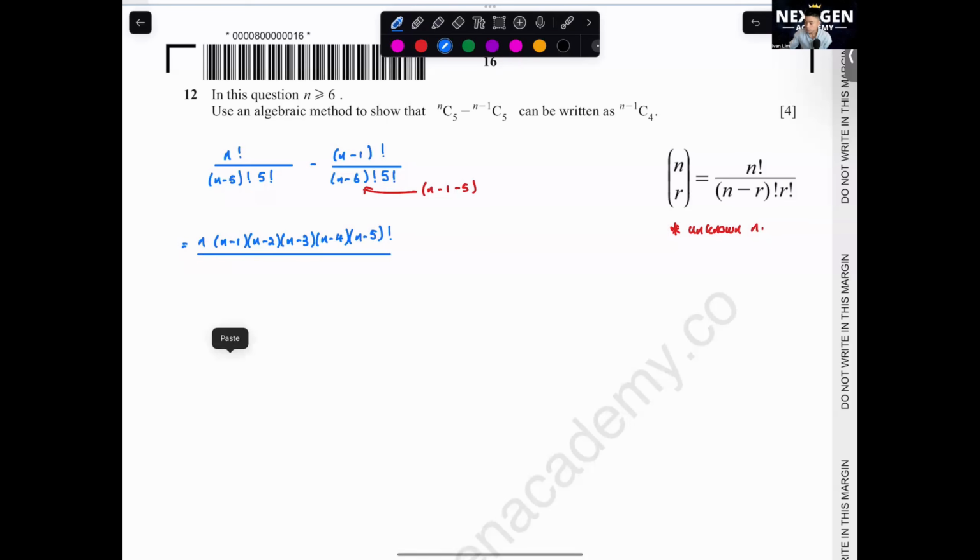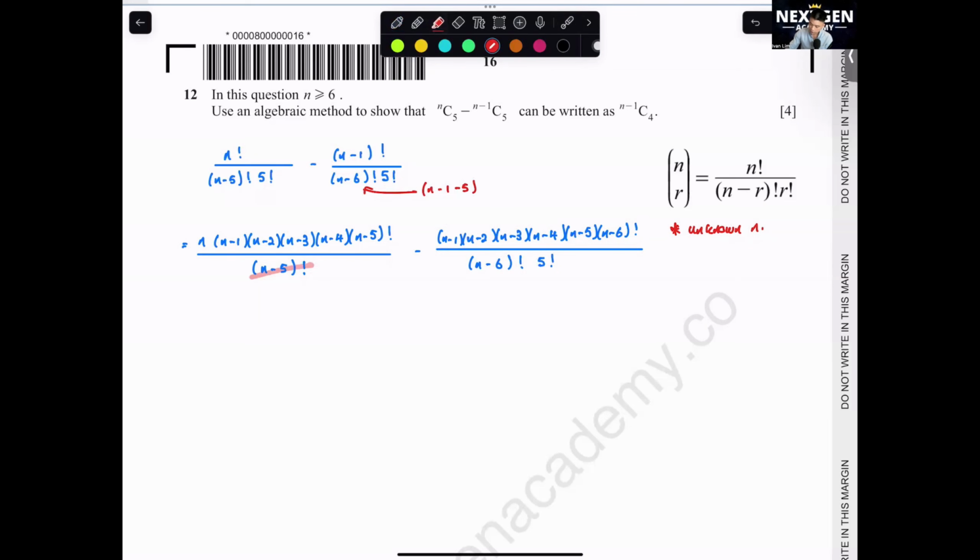Okay, let's see. This other one, we can do n minus 5 factorial. Then here, we do the same thing: n minus 1, n minus 2, n minus 3, n minus 4, n minus 5. Then we stop at n minus 6 factorial. Okay, I want to get rid of the factorial at the bottom. And here, n minus 6 factorial, 5 factorial. Okay, everyone understand what we are doing here?